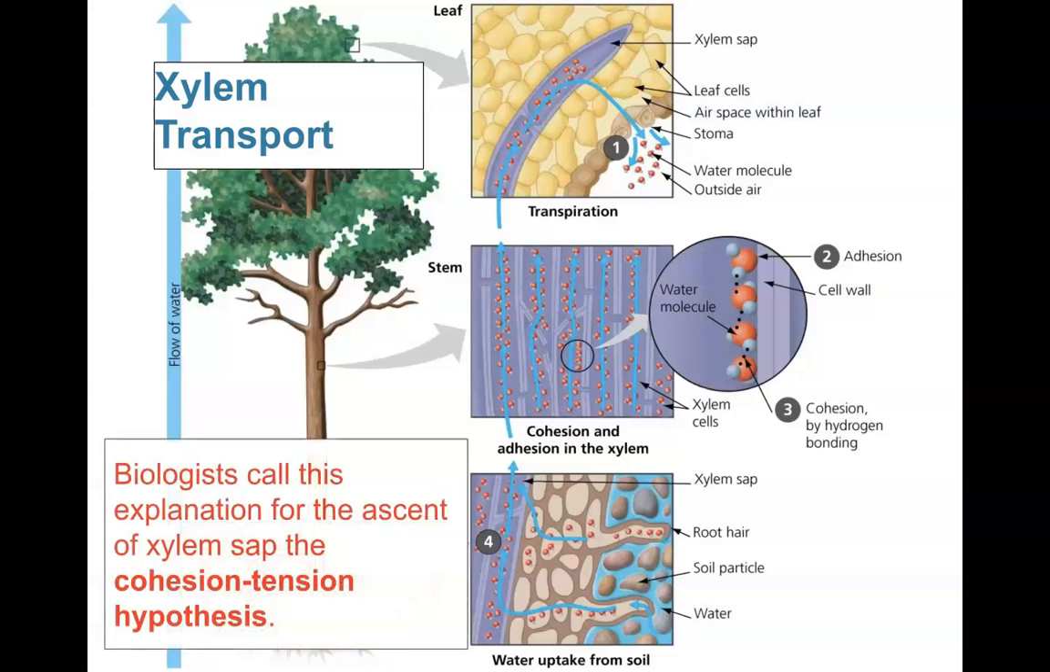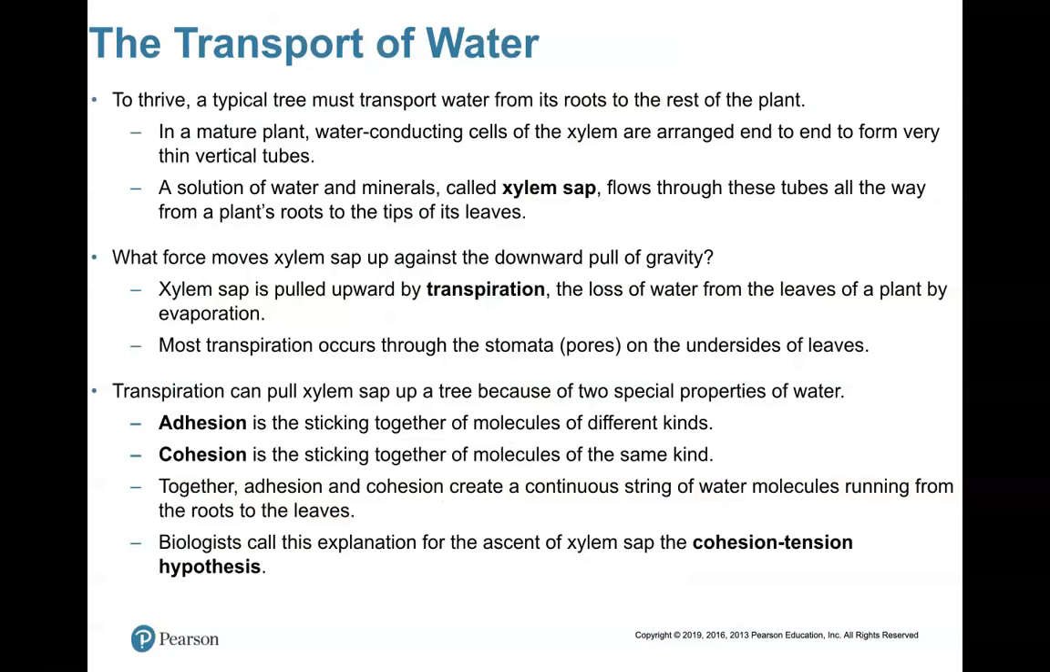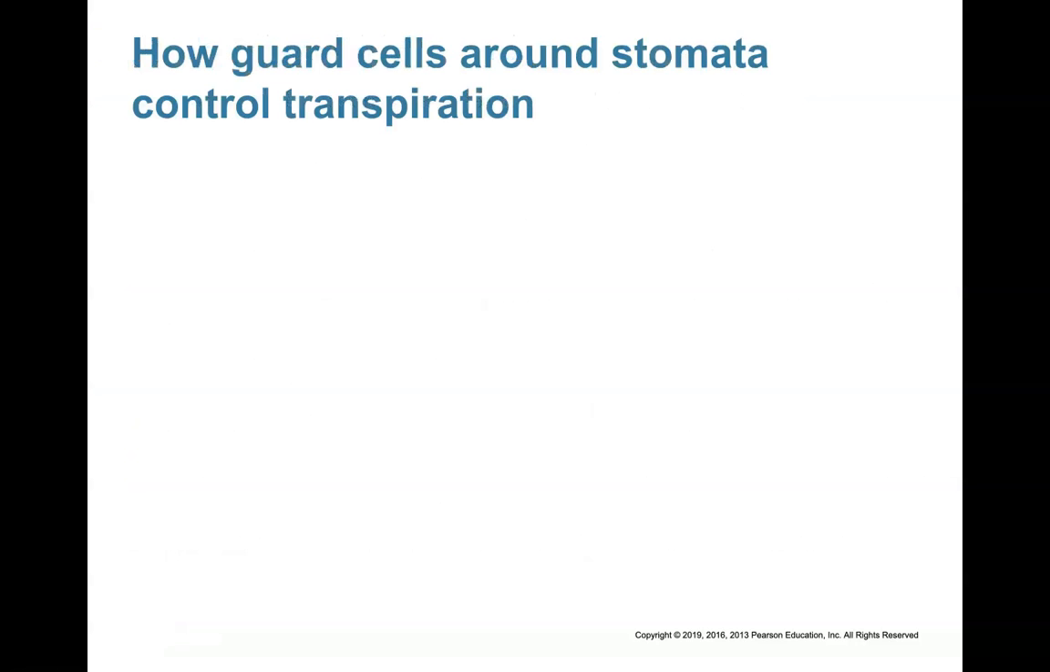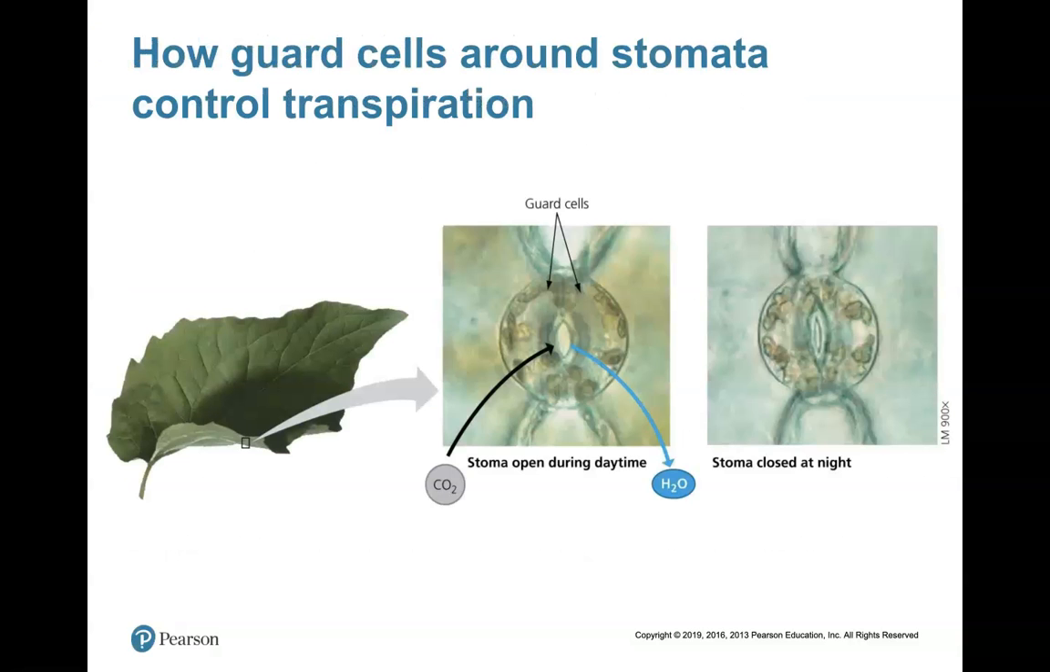Biologists call this explanation for the ascent of xylem sap the cohesion-tension hypothesis. Sap is located inside the tube, so we have water and nutrients in the xylem, again going from root to shoot. This is how this movement is achieved. If you'd like to see it in text format for what I just discussed. So transpiration is a part of the cohesion-tension hypothesis.